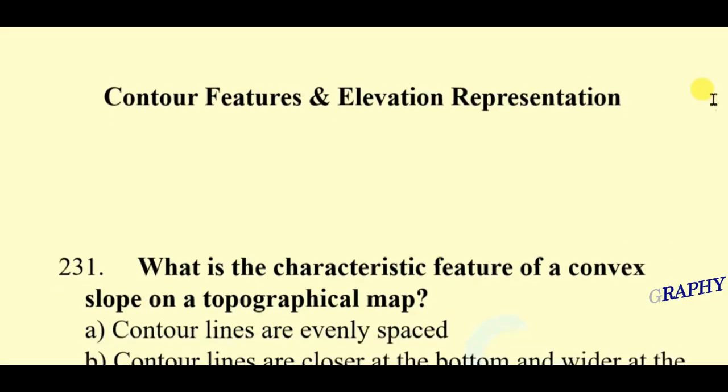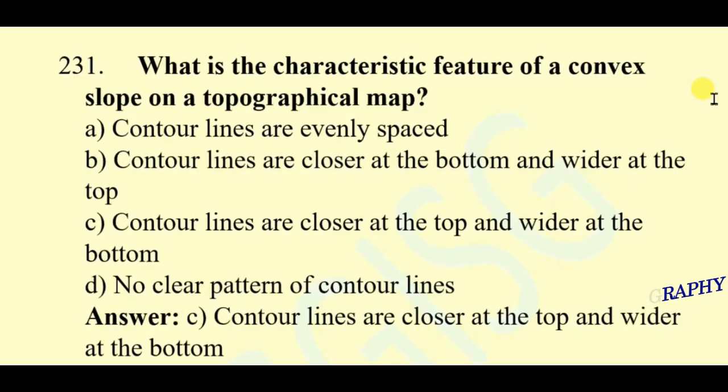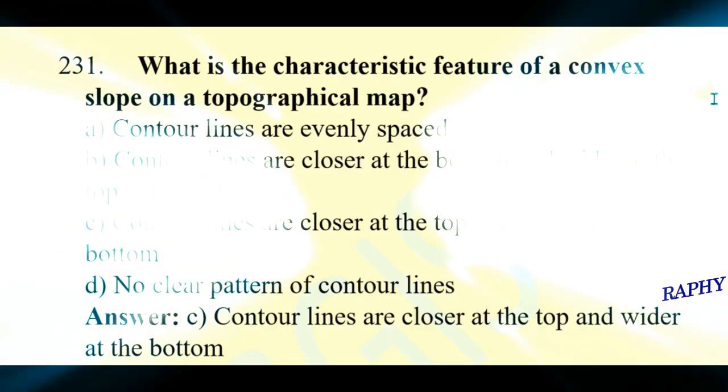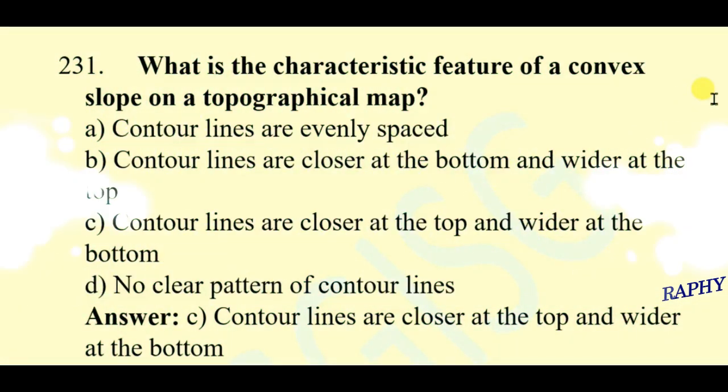Contour features and elevation representation. What is the characteristic feature of a convex slope on a topographical map? Contour lines are evenly spaced. Contour lines are closer at the bottom and wider at the top. Contour lines are closer at the top and wider at the bottom. No clear pattern of contour lines.